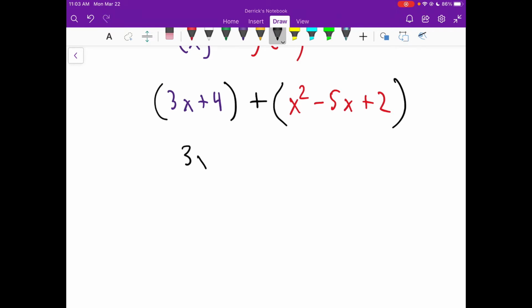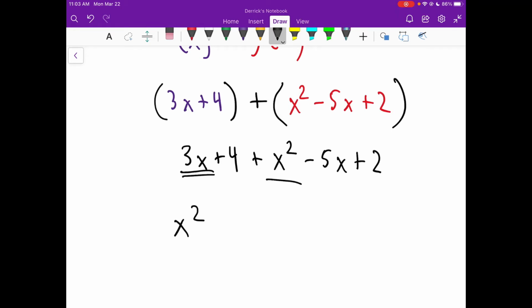So really, we're just taking a 3x plus 4 plus an x squared minus 5x plus 2, which means I just need to combine like terms. So I only see a single x squared term, so I'm just going to rewrite that. I see both a 3x and a negative 5x. Those are both like terms. I can combine them. 3 minus 5 would give me a negative 2x.